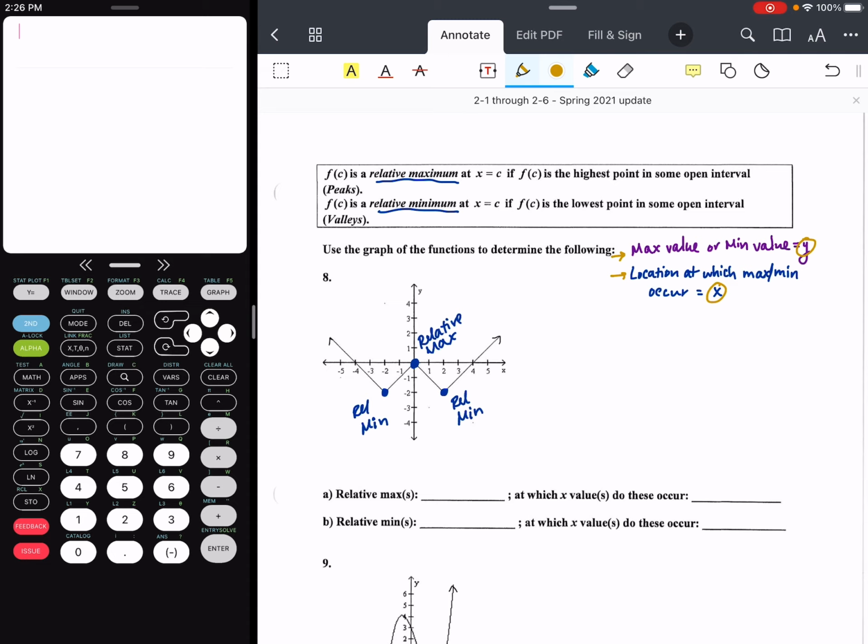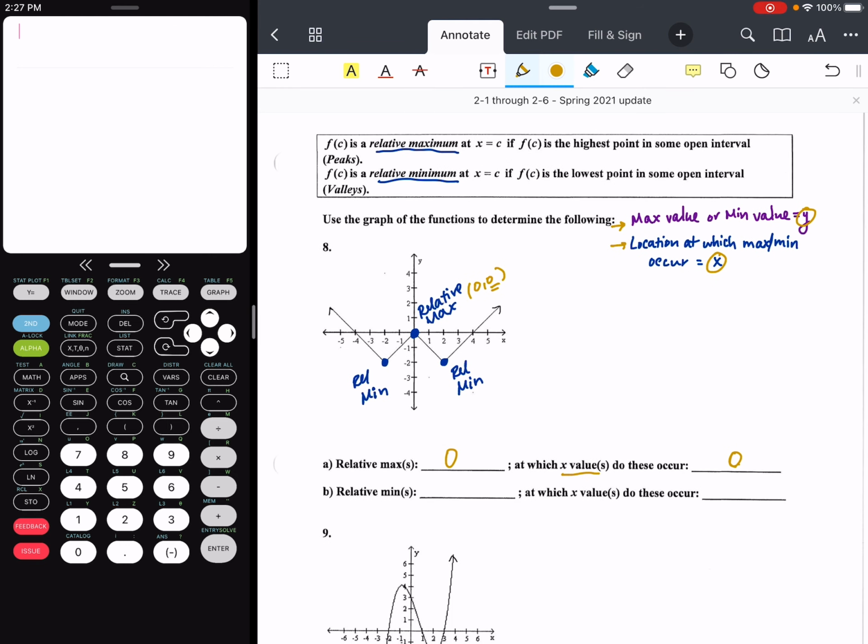So we can see that our relative max occurs at the ordered pair (0, 0). So the relative max of the function is the y value of 0. And at which x value does this relative max occur? That occurs at an x value of 0.